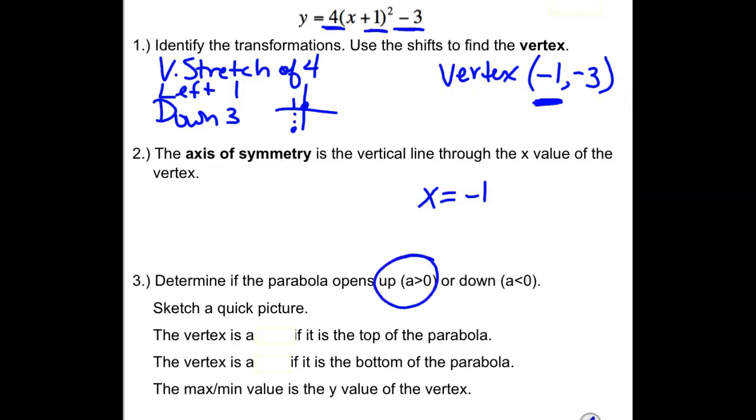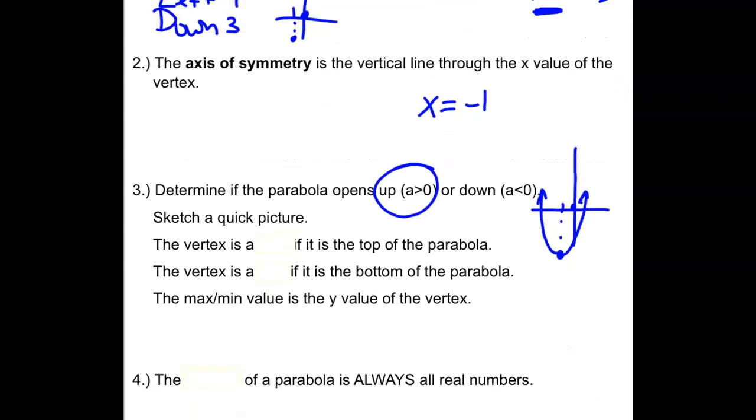And we did sketch a very quick picture. My vertex went left 1 and down 3. So my vertex was here, and we said it's going to open up. So from that, I can determine max and min, I can determine domain and range, all of those pieces.